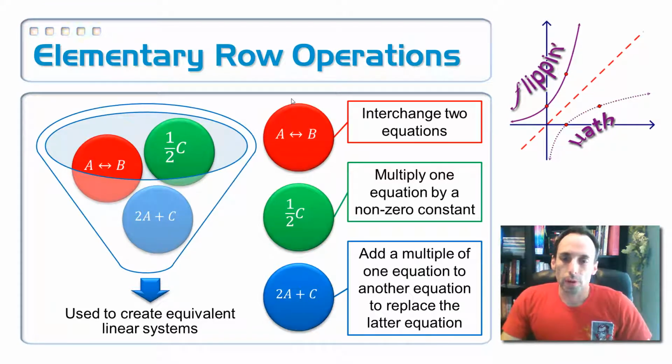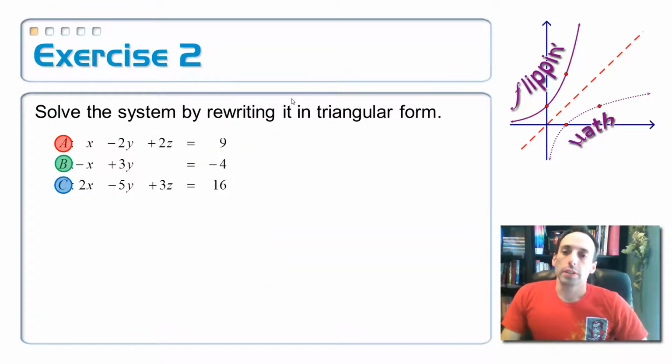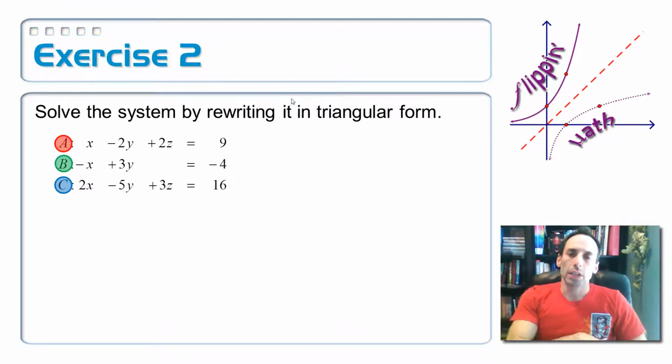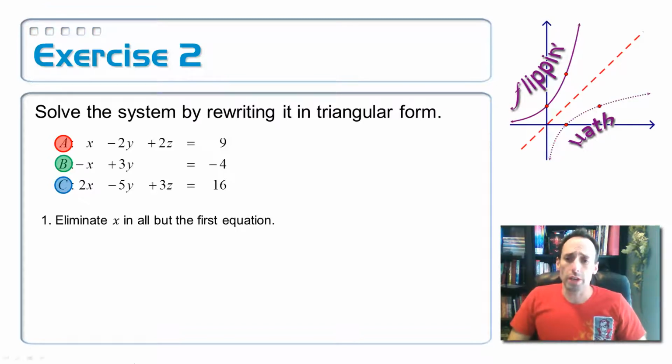solve. Okay? So let's take this system of equations and rewrite it in triangular form using these elementary row operations. Okay, so I'm going to just label them A, B, and C just like I did way back before whenever I was solving these things by elimination. Okay, so step number 1 is you want to eliminate the x in all but the first equation.